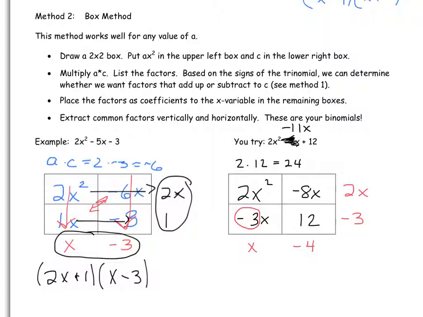Okay. I didn't pull out a negative in that first row because the 2x squared was positive. You want to look at the first term. If it's negative, pull out a negative. So that's going to give you the factors x minus 4, 2x minus 3. And it's factored.